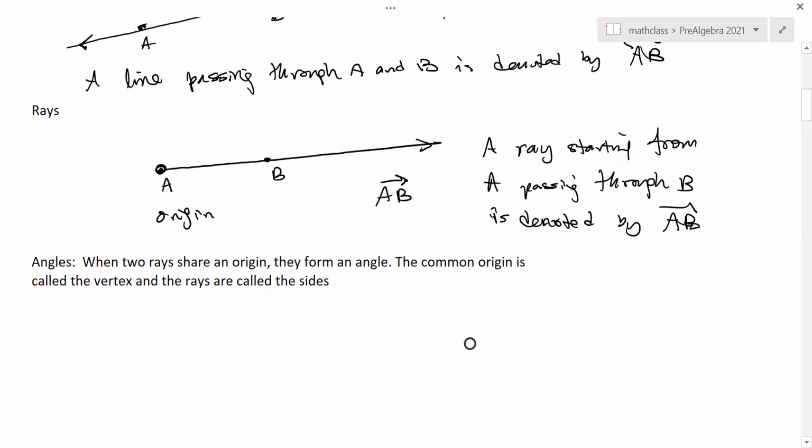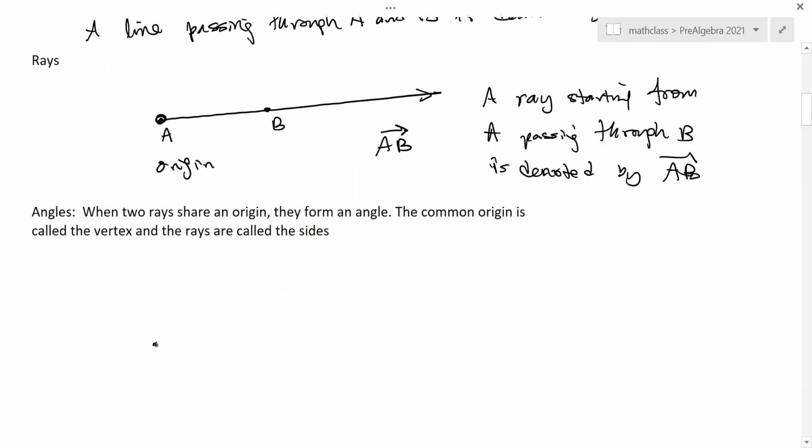Okay, so here you have two lanes: one, and another lane, two. I call the origin O. If this is point A and that's point B, those two rays share an origin. That's called the vertex, and this is called the angle.